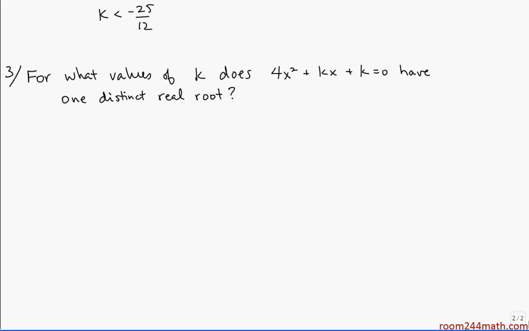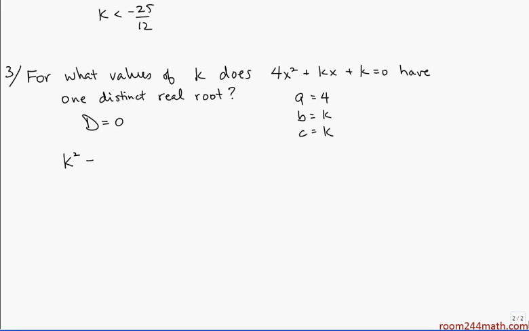So one last one. For what values of k does 4x squared plus kx plus k have one distinct real root? So again, it's talking about the number of roots. You know it's a discriminant question. One distinct real root means the discriminant must be equal to 0. So what's a, b, and c? A is 4, b is k, and c is k.